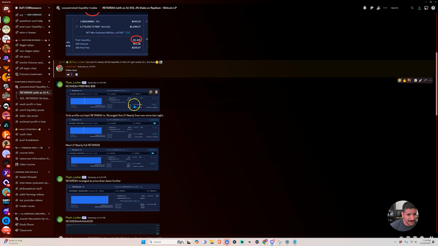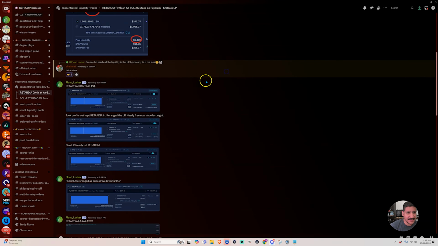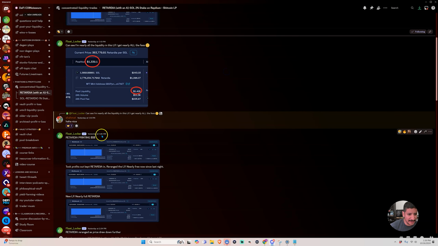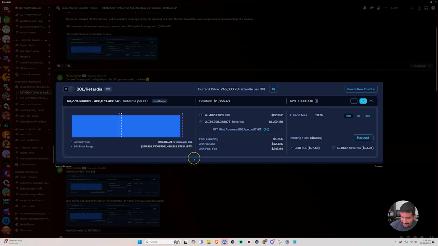RETARDIA had a nice pump, started pumping up. Here's an update on the liquidity pool. Now the position is 1855. The LP is worth 1855. I'm at $50, right? And this is at 1:40 p.m. Literally like 30 minutes later, I made $50 in 30 minutes.